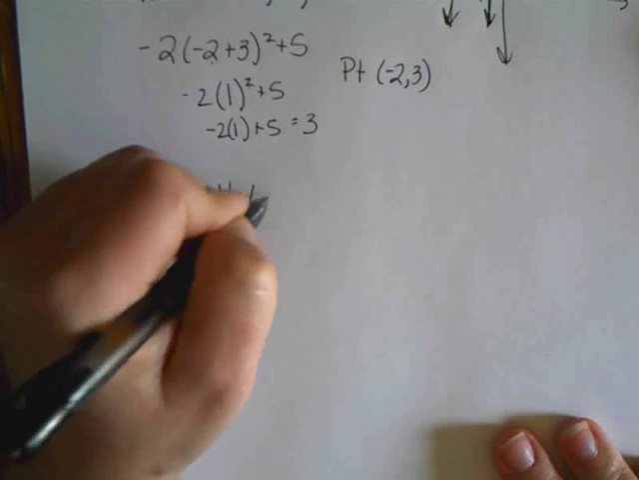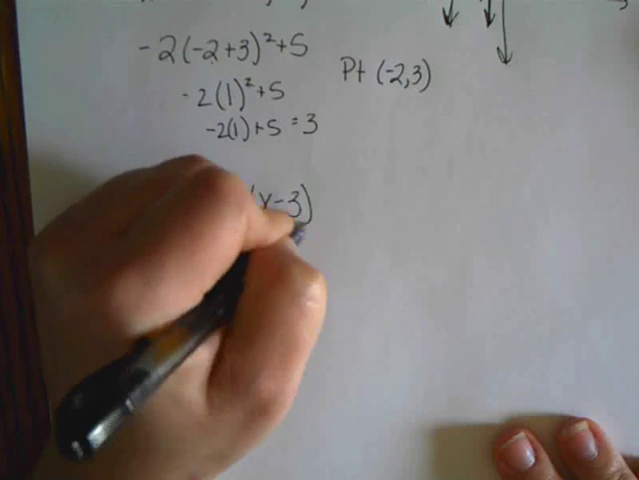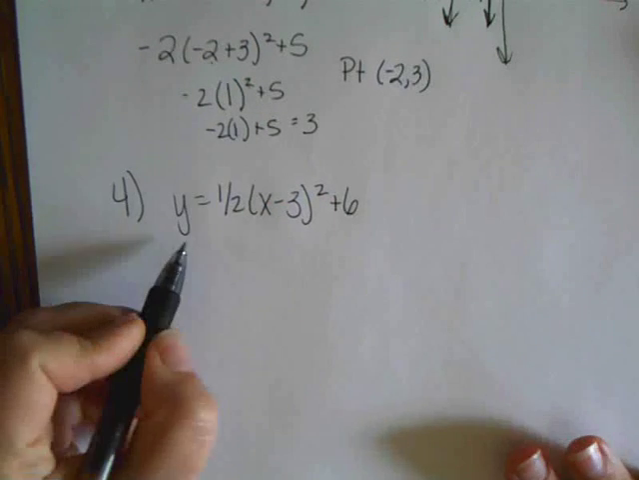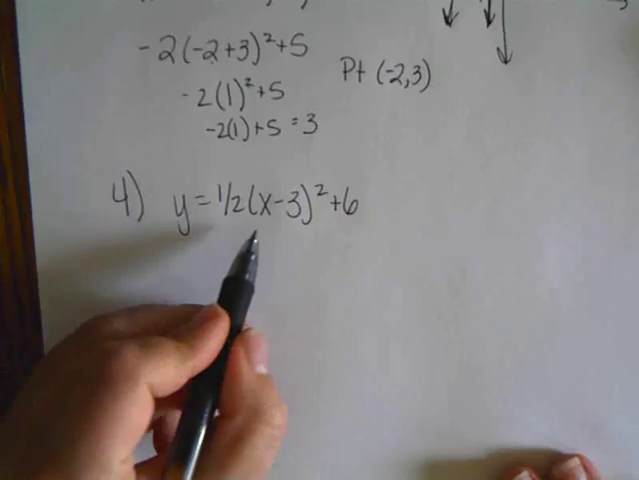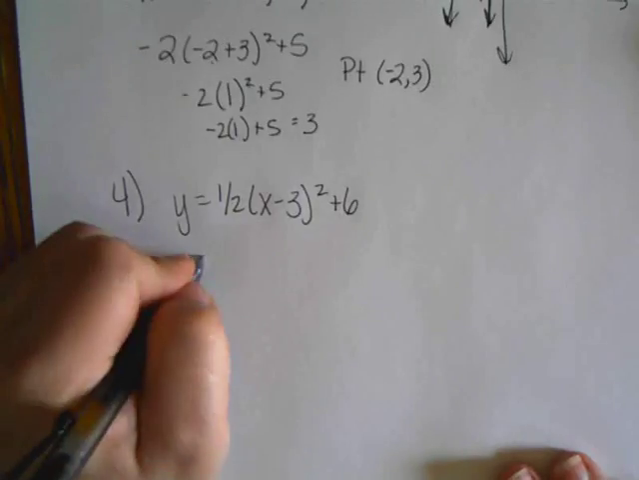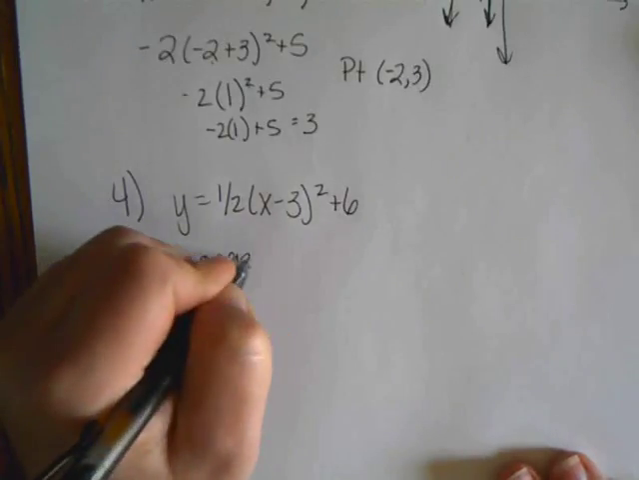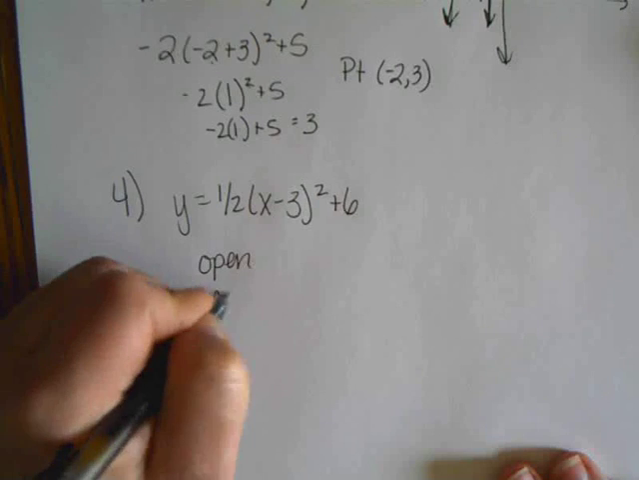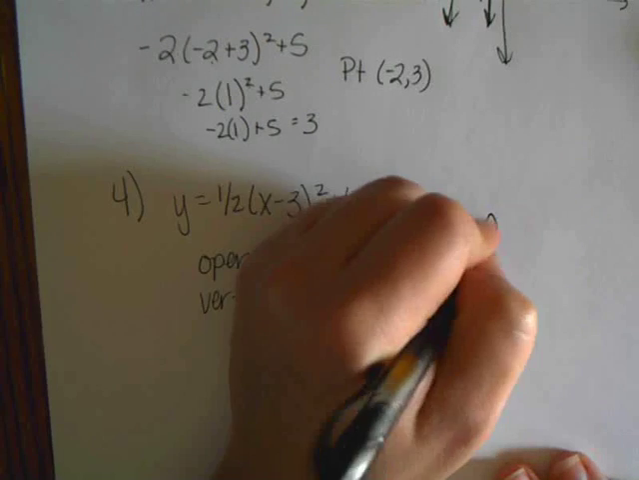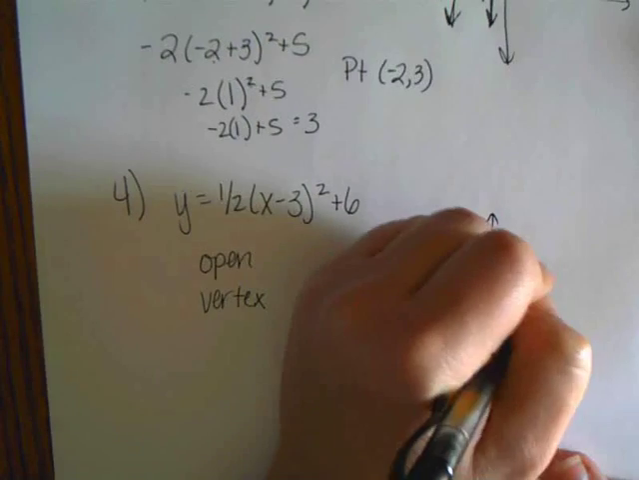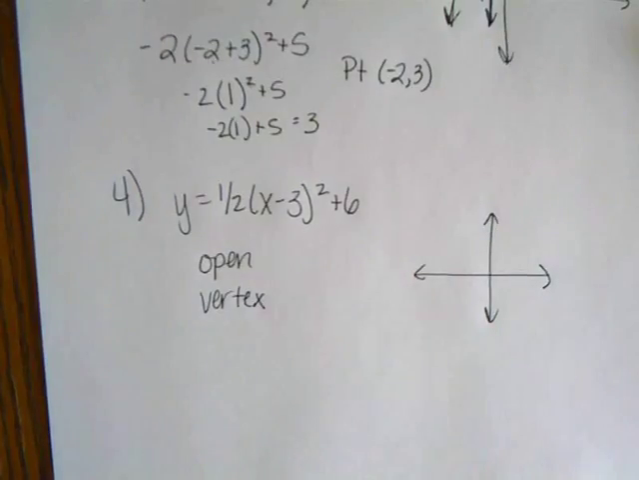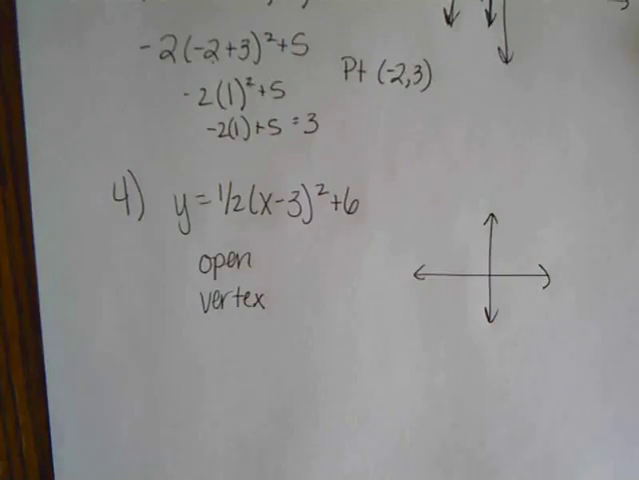Here's your last one to try. y equals 1/2 times the quantity x minus 3 squared plus 6. So I want to know, does it open up or down? I want to know the vertex, and I want to see a quick graph of this parabola. And again, this is what I will be checking in class. And that is all.